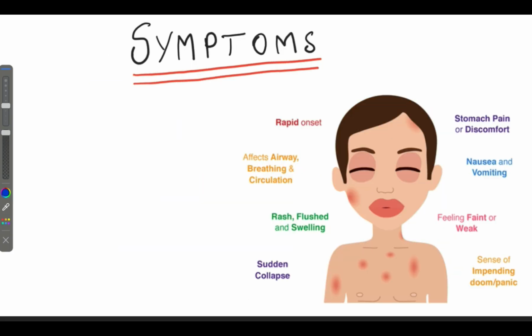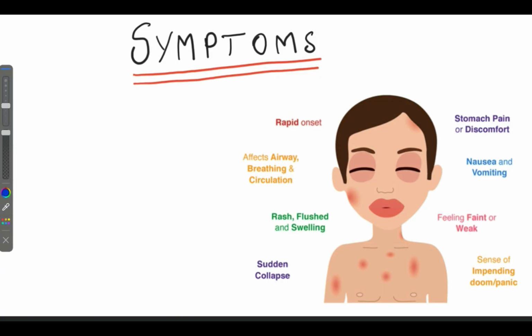Now, what are the symptoms? What are the clinical features? What are the signs of this anaphylactic reaction? Basically, the signs happen all over the body. It is a multi-system presentation. Different systems are affected, and when a patient presents to you in the ER, you have to assess all these symptoms and signs in a systematic order.